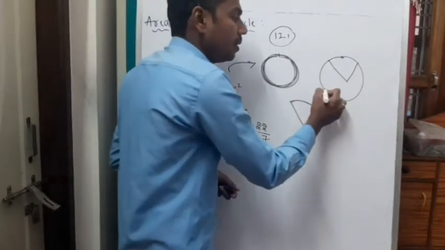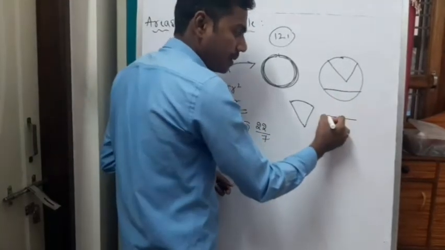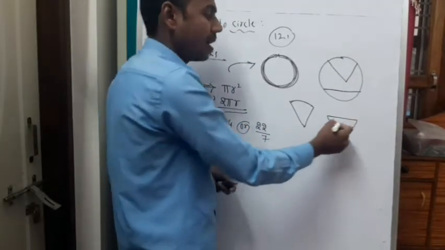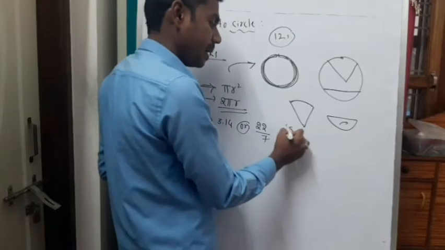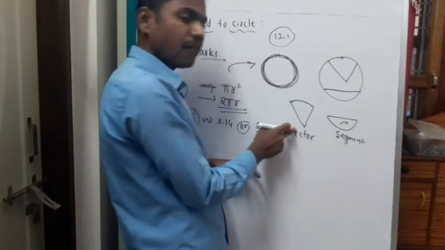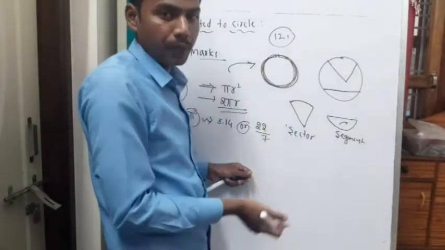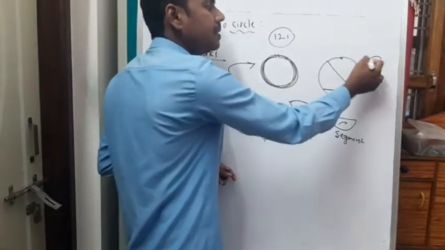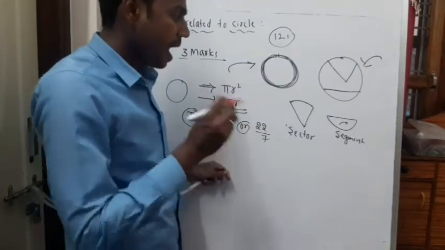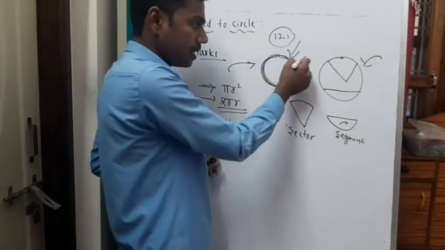Then next, segment. A segment is a part of a circle, or portion of a circle, enclosed by a chord and an arc. This is sector and this is segment. How to find the area of a sector and area of a segment, we are going to study in the introduction part of exercise 12.2 and 12.3, and problems based on this we are going to solve in exercise 12.2 and 12.3. As of now, what is important, we'll concentrate on areas related to area of a circle.